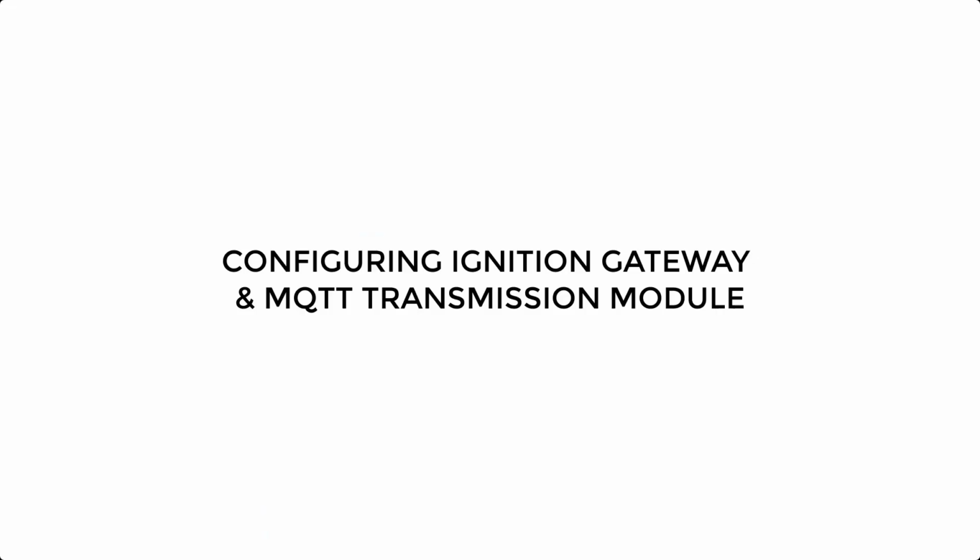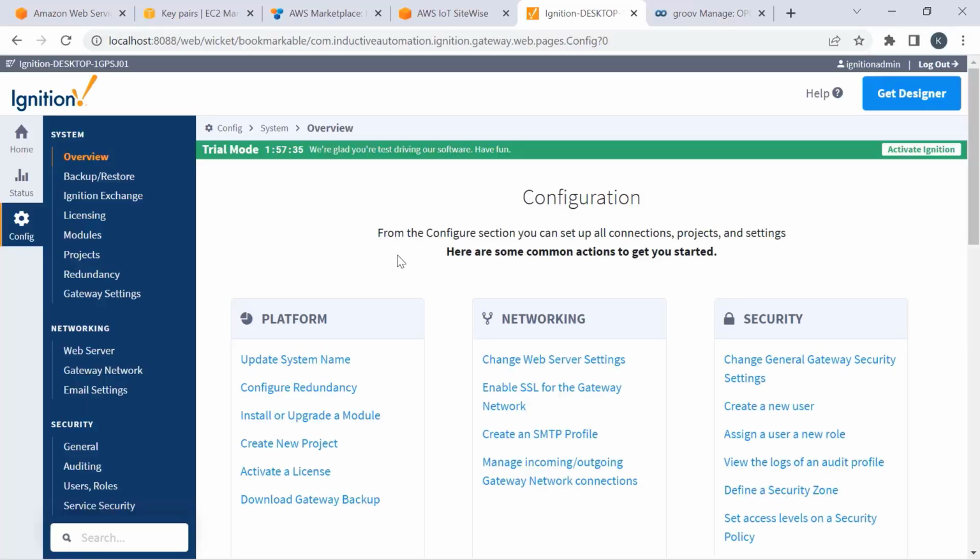Okay, so now that you understand the setup of my hardware here, I'll move on to the next step, which is configuring my Ignition and MQTT transmission modules. Now that my edge device is configured and exposing the data that I need, and my IoT Bridge is configured and ready to receive the data, I need to get data flowing into IoT Bridge for SiteWise by setting up Inductive Automation's Ignition platform with the MQTT transmission module from Sirius Link. I already have Ignition installed on my computer and I'm logged into the Ignition web interface.